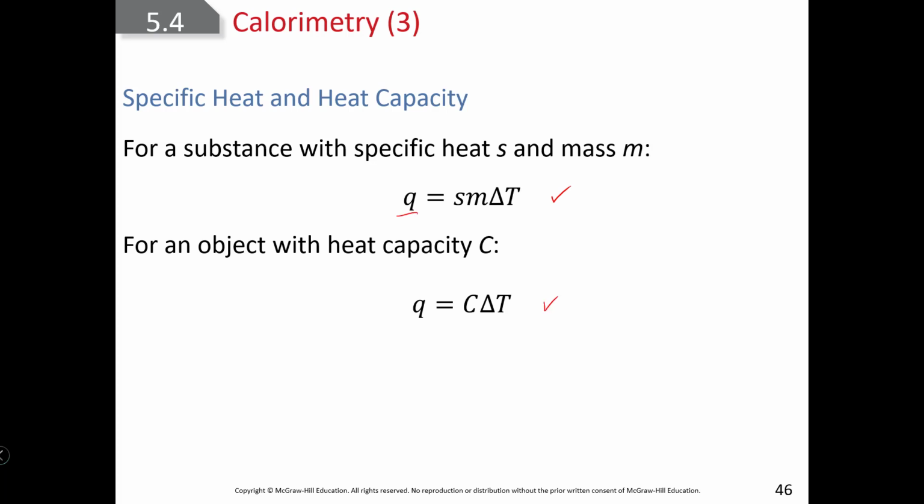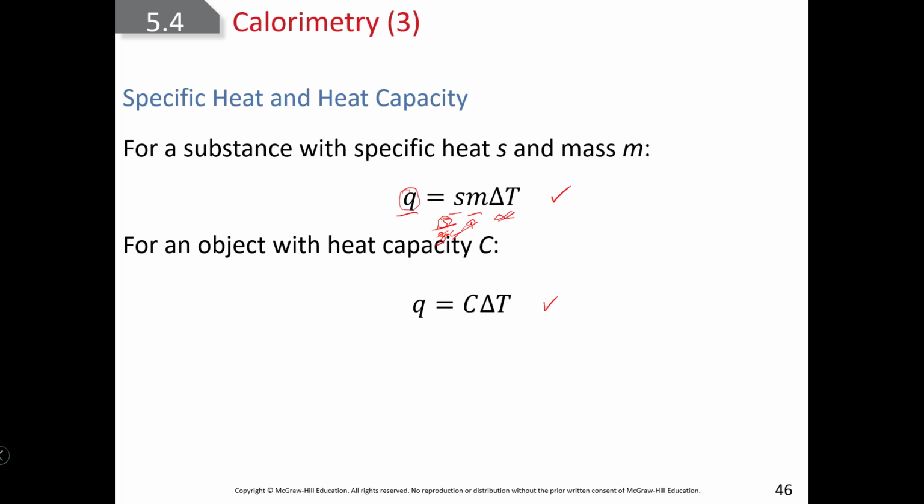So Q is heat. We already know that. S stands for specific heat. M stands for mass. And again, the mass is going to generally be in grams because the specific heat is in joules per gram degree Celsius. And then this temperature is in degrees Celsius, not Kelvin. Keep it in Celsius. So that Celsius and that Celsius would cancel out. That gram and that gram would cancel out. You're left with joules, which is the unit for heat.